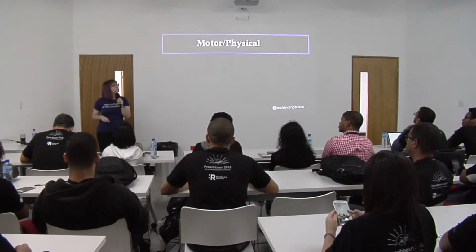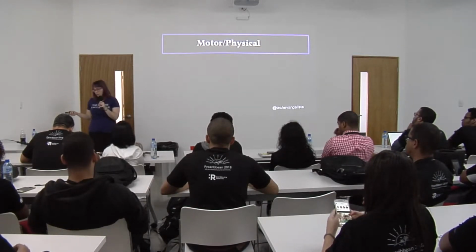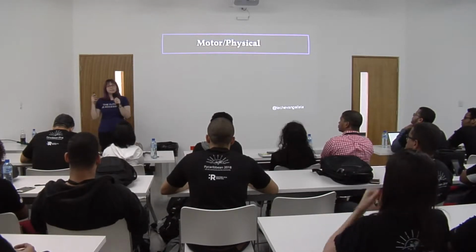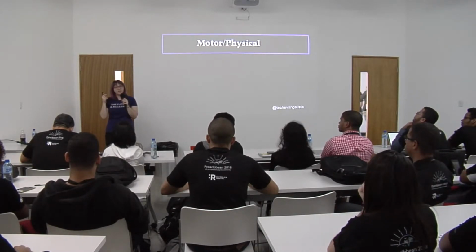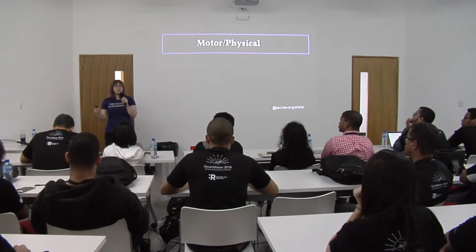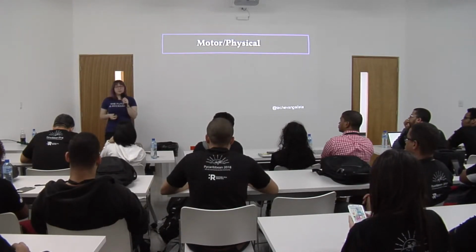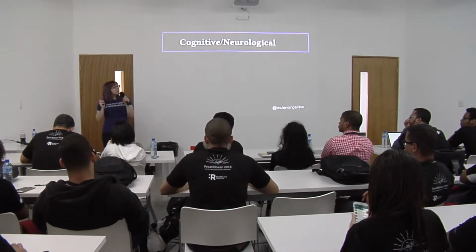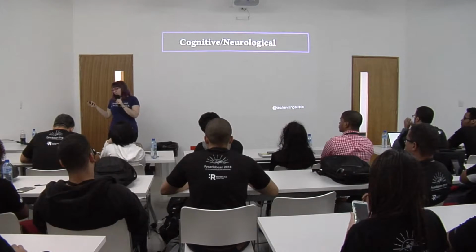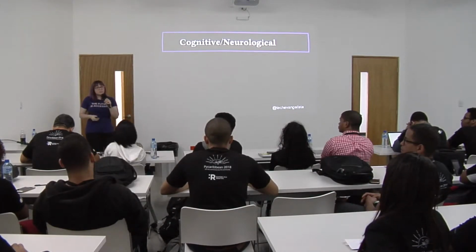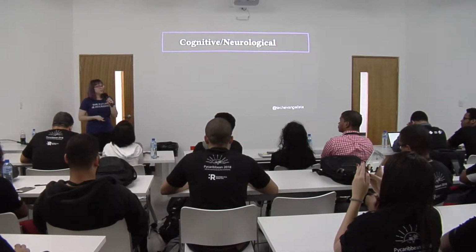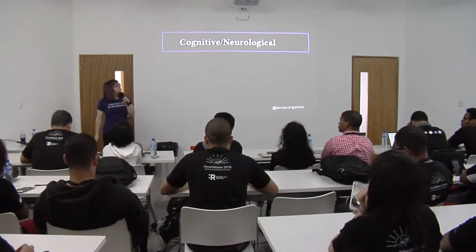There's motor and physical, so things like cerebral palsy, Parkinson's, that sort of thing, and people might not be able to use a mouse, or they might not be able to use a mouse well, and they might have issues around that. And cognitive and neurological. This could be autism or dyslexia or various other issues, and we'll discuss some of the specific ones as we go through the examples.